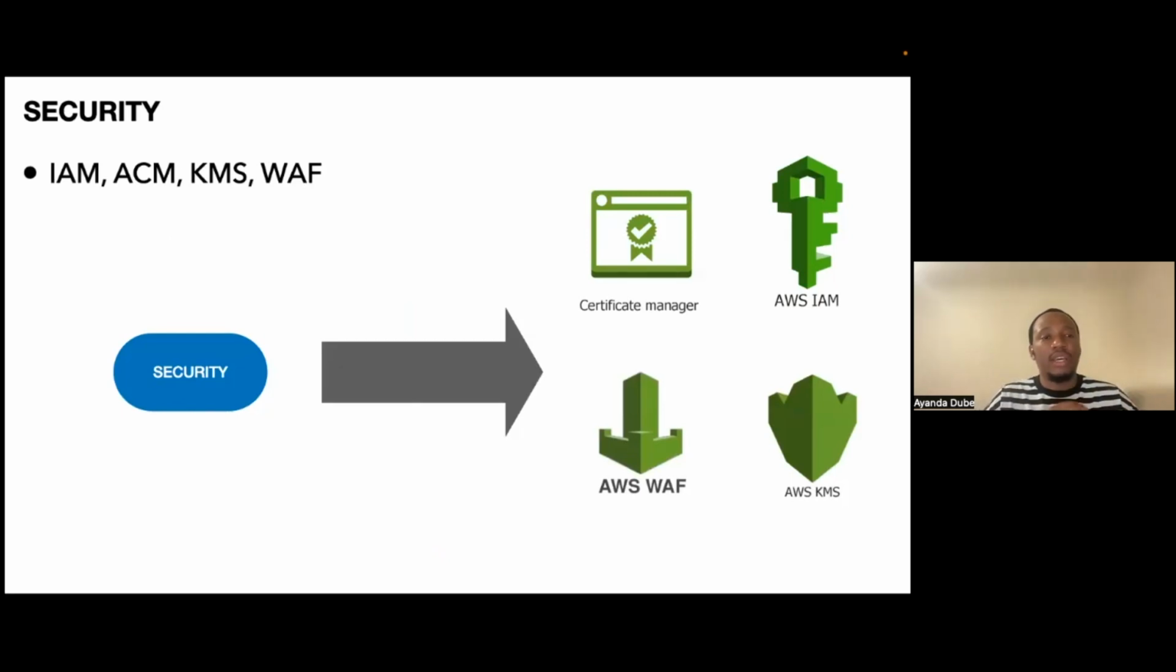AWS provides us with a couple of things that are specific to security. So you've got the IAM, and you've got the ACM and the KMS and the WAF. Basically, the IAM is for identity management across your services, so which user can access which service. And you can apply this to literally every subsystem or every service that you're interacting with.